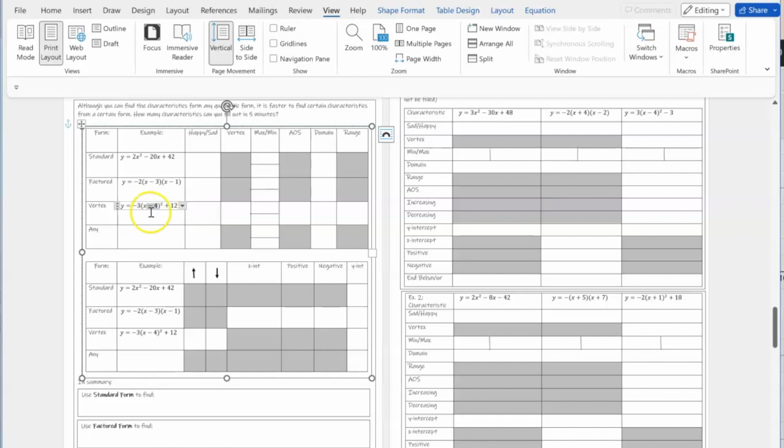Remember, anytime you have the x inside, it's opposite. So that's going to be 4. And then this is regular. So (4, 12) is my vertex. And then I can find the characteristics. So you need to know those 3 things before you can do this question.